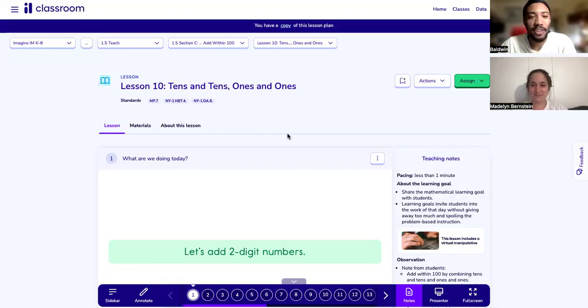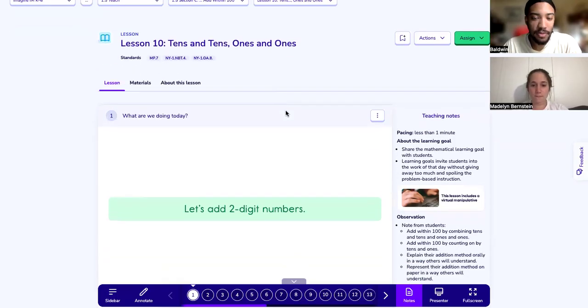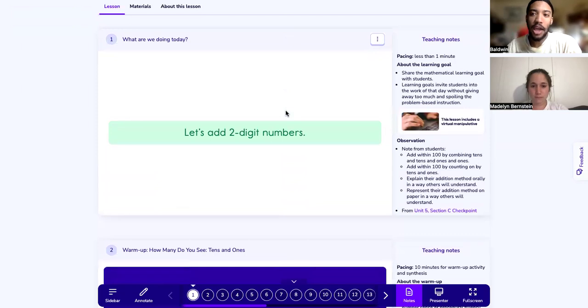Okay. So lesson number 10. Do you want to read our title to us today? Sure. Lesson 10. Tens and tens, ones and ones. Good. Slide number 1.